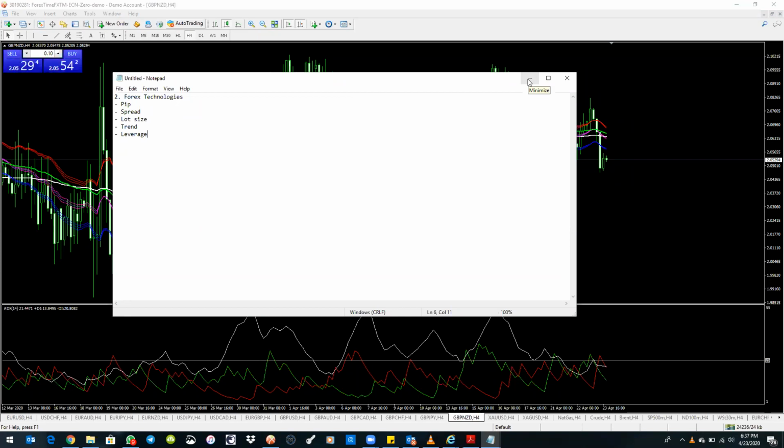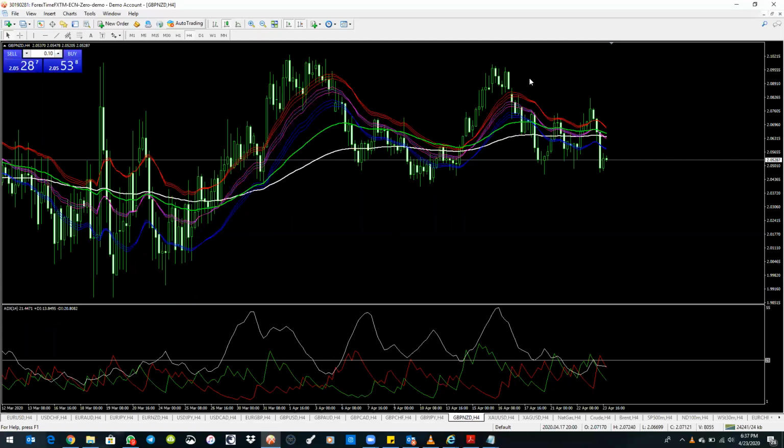Now moving on to the next thing, we're going to look at leverage. We're going to look at leverage, we're going to look at margin.